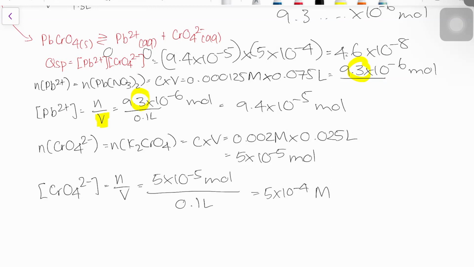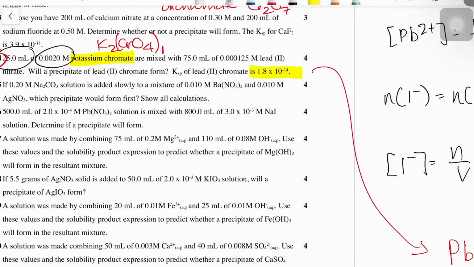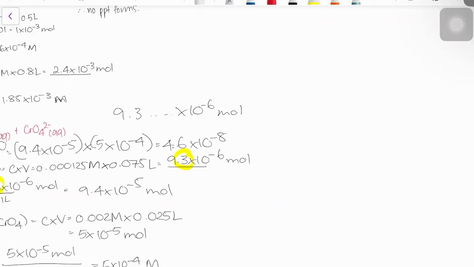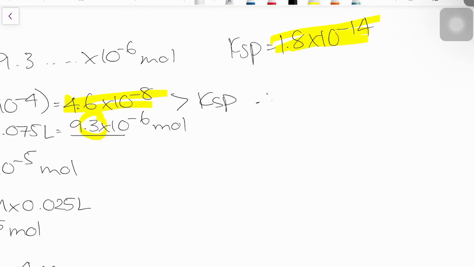I've got Qsp. What am I supposed to be comparing this to? Ksp. They've told you that Ksp is 1.8 times 10 to the minus 14. So Ksp, 1.8 times 10 to the minus 14. Q is bigger than Ksp, a precipitate will form.